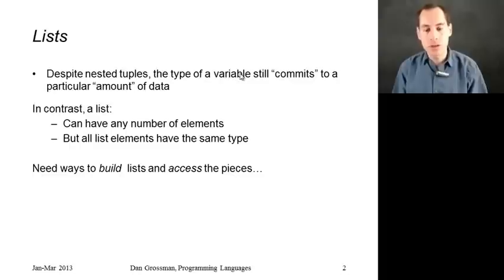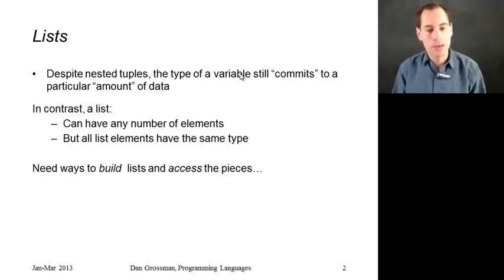So lists don't have that restriction. We're going to be able to build lists with any number of elements, and we won't be limited by the type of the list. But there's a trade-off here, and that is that any list we build will have to have pieces that all have the same type. And that's just the rule for lists in ML, and we'll learn in future segments and parts of the course how to program around that restriction by using other constructs in the language.